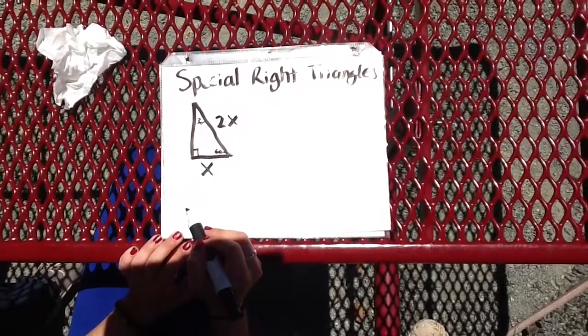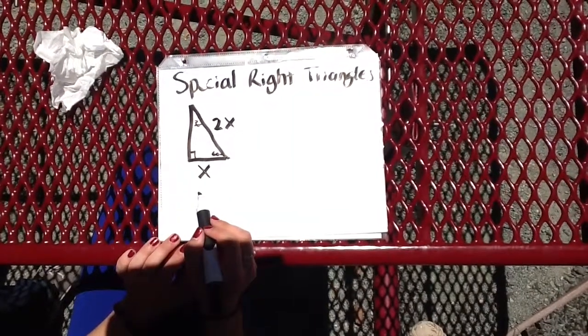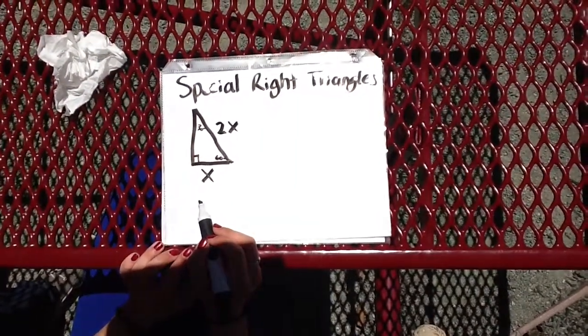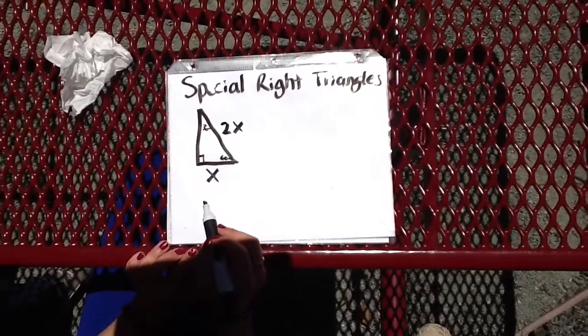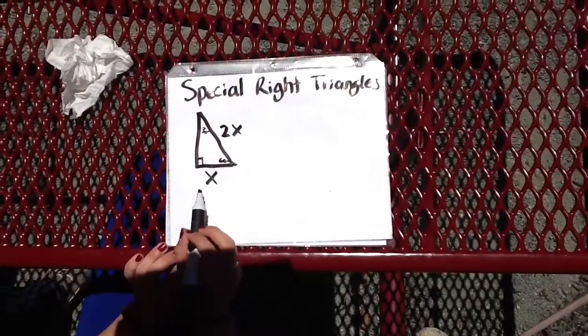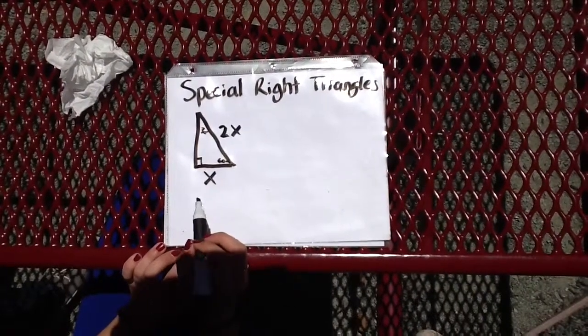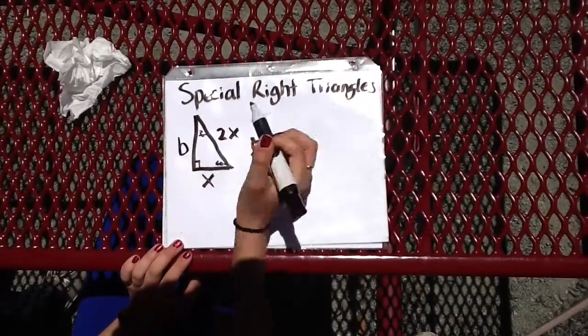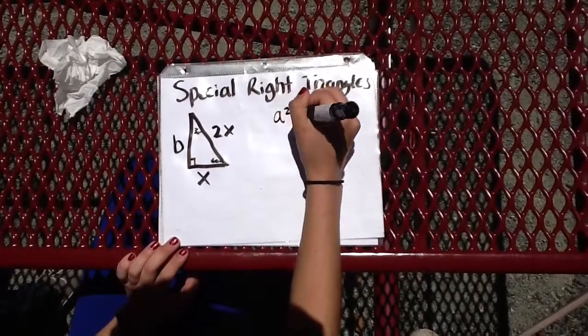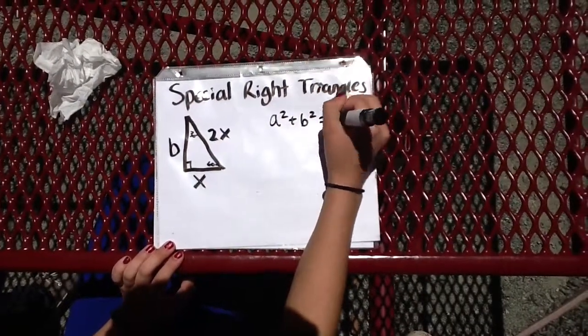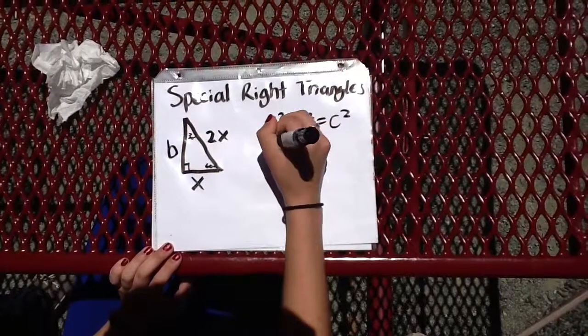And the shortest side is, of course, opposite 30 degrees, because, as I've already said, shorter sides are opposite smaller angles. 30 degrees is the smallest angle, so it's opposite the shortest side. Now, we're going to do a squared plus b squared equals c squared again, but instead we're leaving b as b, and we're calling a x, and we're calling c 2x.